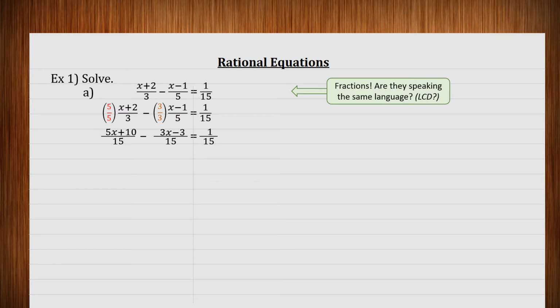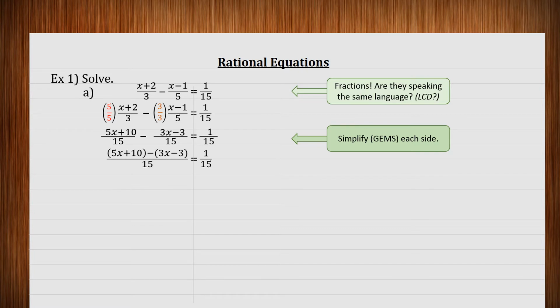Now that all the fractions are speaking the same language, we're ready to simplify each side of the equation. Notice on the left side of the equation, we are being asked to subtract two fractions. Since we have a common denominator, we can write it as a single fraction, but keep the common denominator. When you merge these two fractions into one, you must use parentheses.